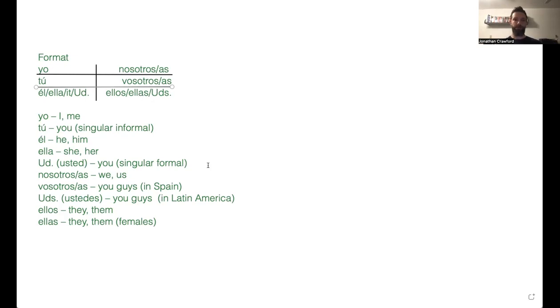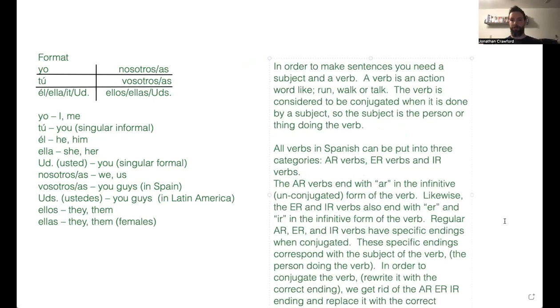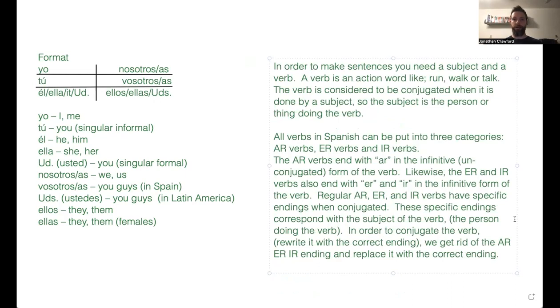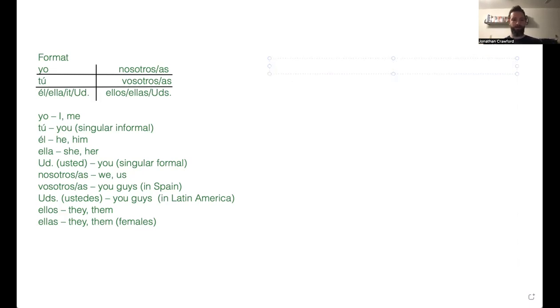All right, so now that we know those, it's important to know also that in Spanish, all verbs can be put into three categories: AR verbs, ER verbs, and IR verbs. If you want to pause and read all that, I would recommend that, but don't worry about it because I'm going to explain it right now. So I'm actually going to get rid of that. There we go.